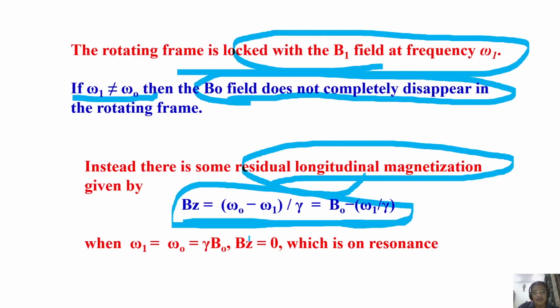When it is not on resonance, what will be the Z component of this? If you find out the B, it is omega 0 minus omega 1 divided by gamma. So when omega 1 equals omega 0, it is exactly B naught, that is on resonance. Otherwise, it is off resonance.